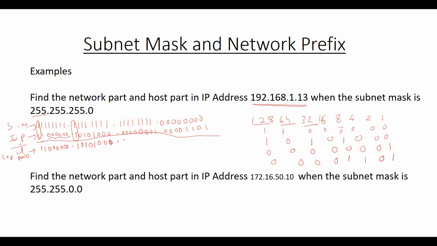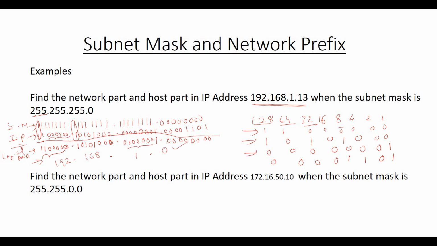Similarly, since we have 7 zeros here, let us put zeros here, and if both are 1s, it will be 1. So here all are zeros, so it would be zeros. This is nothing but the same value here, that is 192. And next one is the same value, which is 168. And this is also the same, which is 1, and this is 0. So this is the network part.